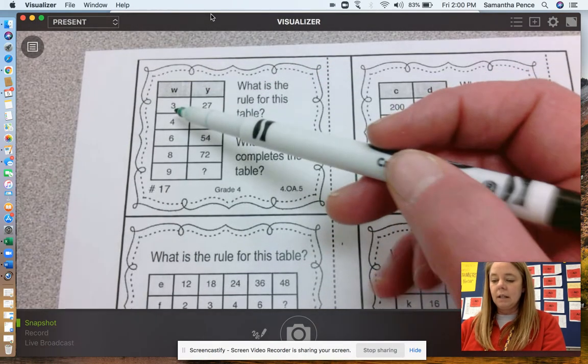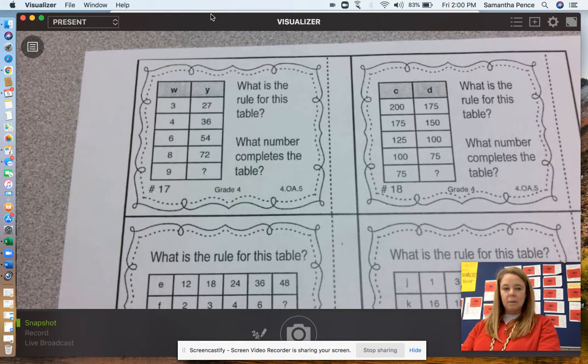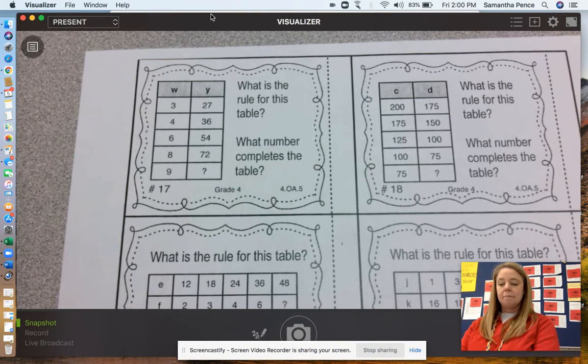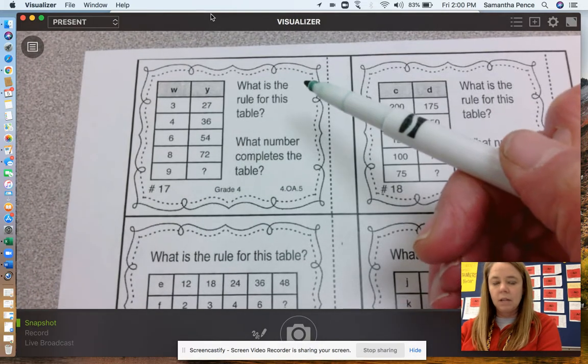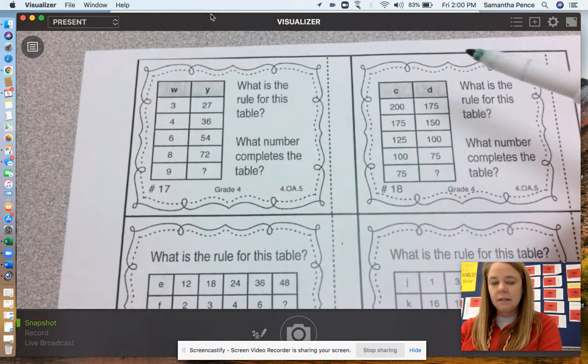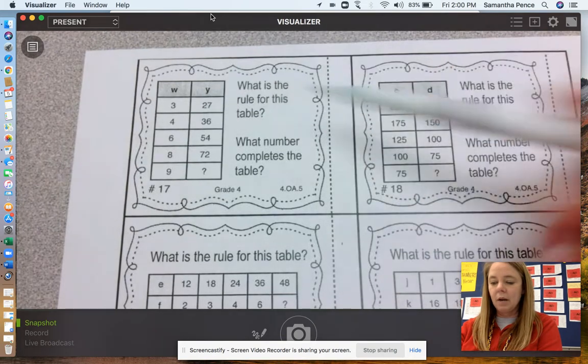We talked about how that input and output, I like to think about them like a machine, that some number comes in and then something happens in the machine and then another number goes out. And what we have to do as mathematicians is begin to think about what's happening here in the machine. As a number comes in, something happens, and the number goes out. And that's going to be the rule for the table. So we're going to write an equation based on this table, our input-output table.